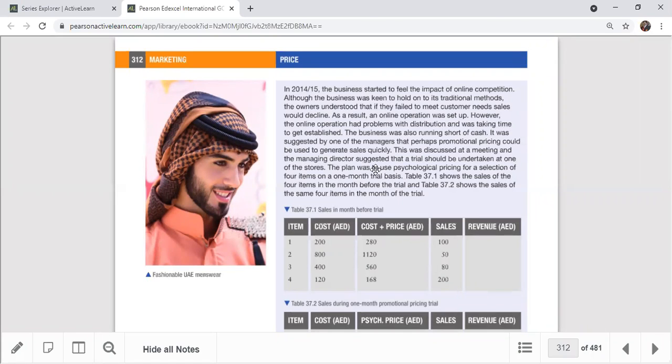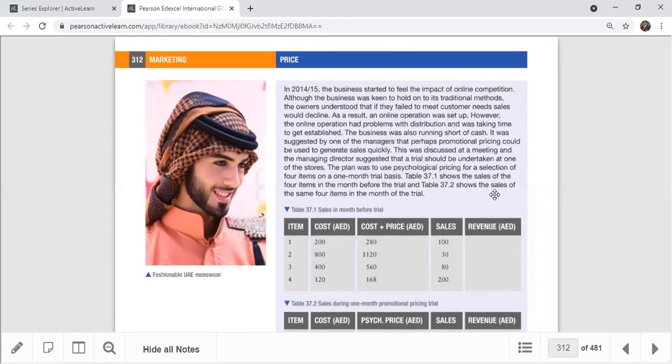And the business was also running short of cash. One of the managers suggested that perhaps promotional pricing could be used to generate sales quickly. This was discussed at a meeting, and the managing director suggested that the trial should be undertaken. Okay, let's have some trial at our stores, and the plan was to use psychological pricing for a selection of 4 items on a 1-month trial basis.